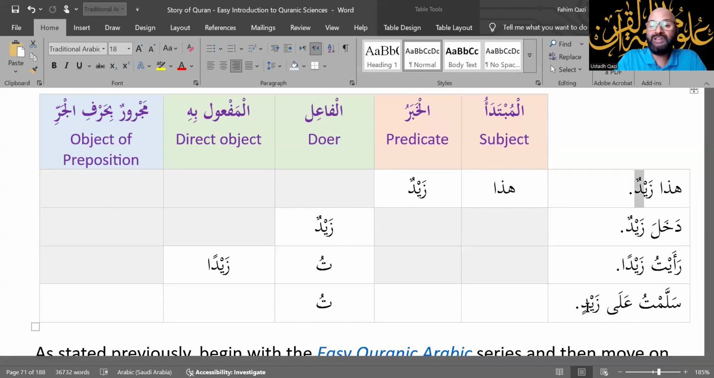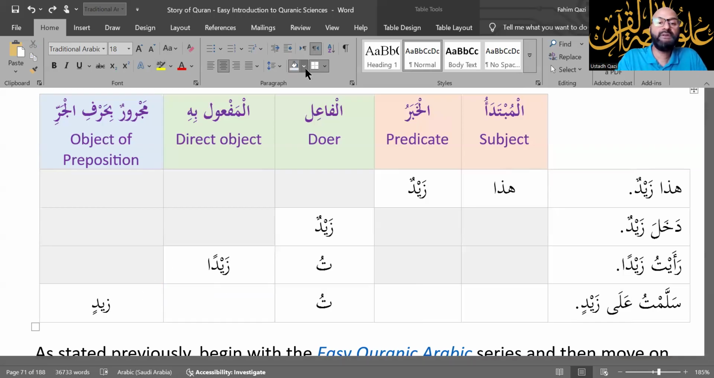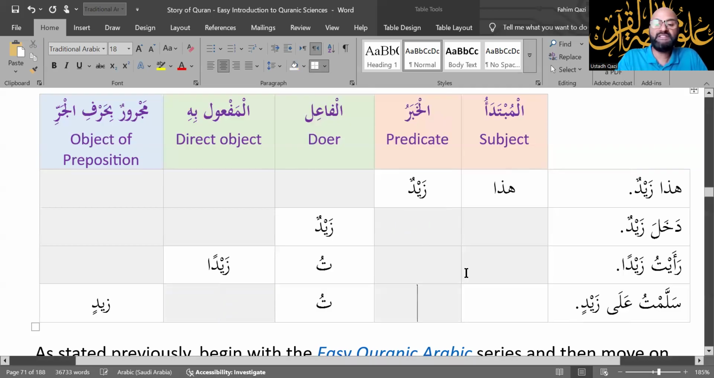So it's not an un ending for the doer, for the subject. It's not an ending for the object. It's in because of ala, because ala caused Zayd to become Zaydin. So we're going to put that here. And there's no maful bihi, there's no object here. Wrong color here. Let me fix the color here. Now there's an advanced understanding of maful bihi, the indirect object, which is an object of preposition. We're not going to go there right now. That's something you can study in Quranic Linguistics Level 1.